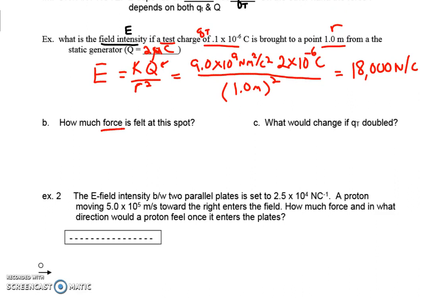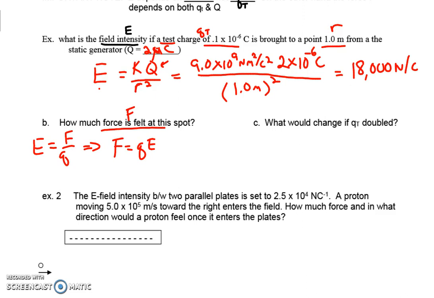How much force is felt at this spot? Now we're looking for F. Well, there are 2 ways we can do it. We could use Coulomb's law, or we could use the idea that the field intensity is a given at the spot. It doesn't matter what we bring there, we know what E is. So if we know that E is equal to F over little q by definition, then I can rearrange that and say that F is equal to q times E. That's why we define field intensity. It's a number that is a given for a particular location based on the source of the field itself.